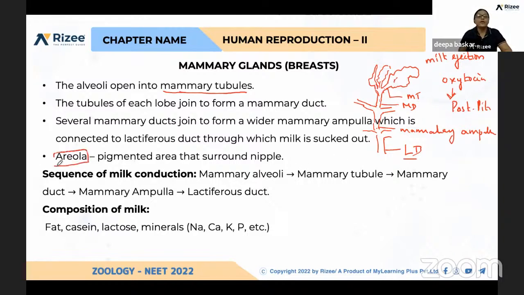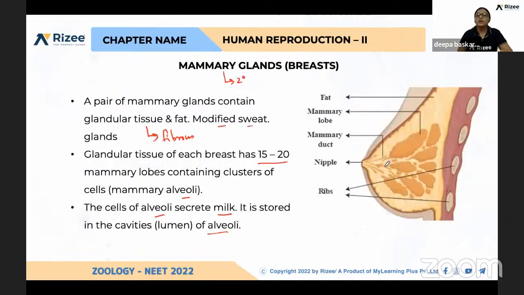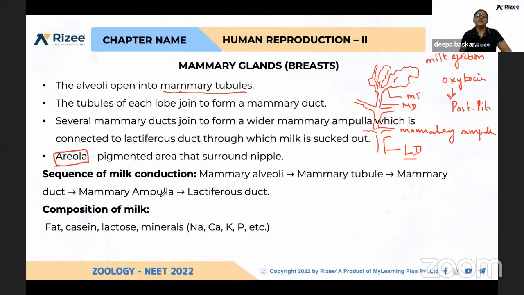And what is the areola? This is also very important. So this is the nipple, and around the nipple the pigmented region is called the areola. That's all. See here, the sequence of milk conduction: from the mammary alveoli, it is delivered into the mammary tubule, and that runs through the mammary duct, the mammary ampulla or ampullary duct, and at the end the lactiferous duct.